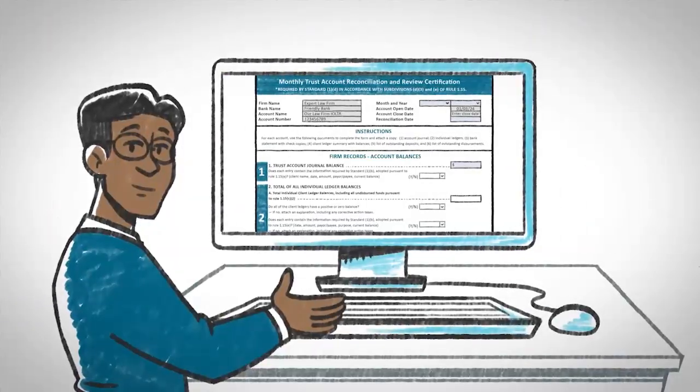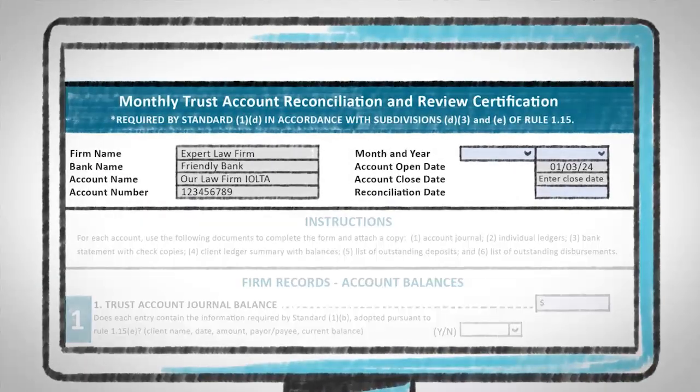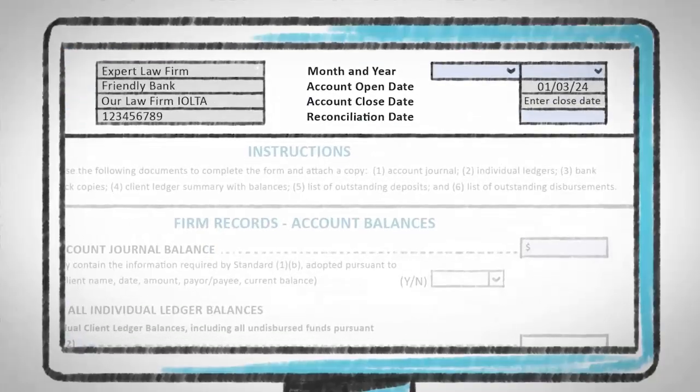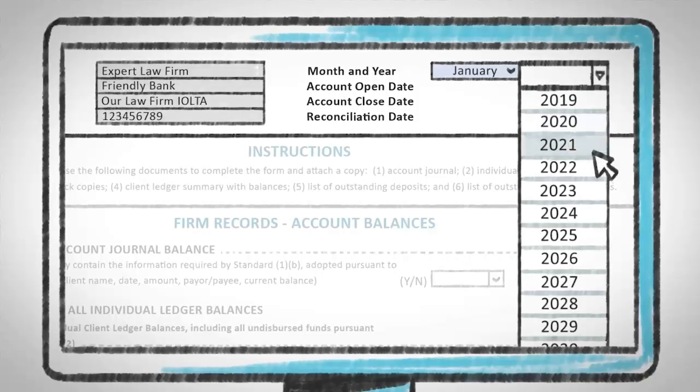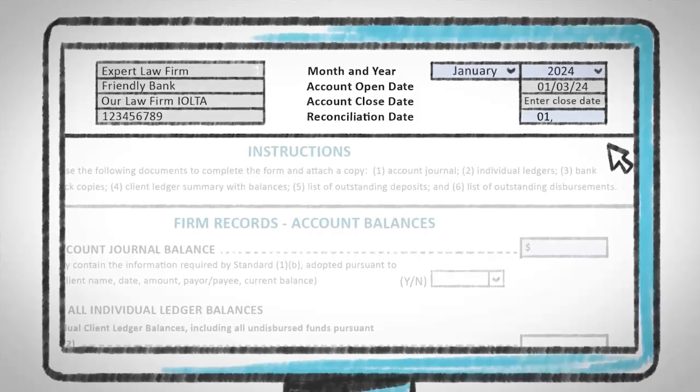Let's take a tour of the reconciliation form. The information in the gray boxes at the top won't change from month to month. Once you enter it, you can save a new copy of the form as your template. Then, each month, save a new version of the form from your template and select the month and year of the reconciliation in the blue boxes and enter the reconciliation date, which is the last day of the bank statement period.